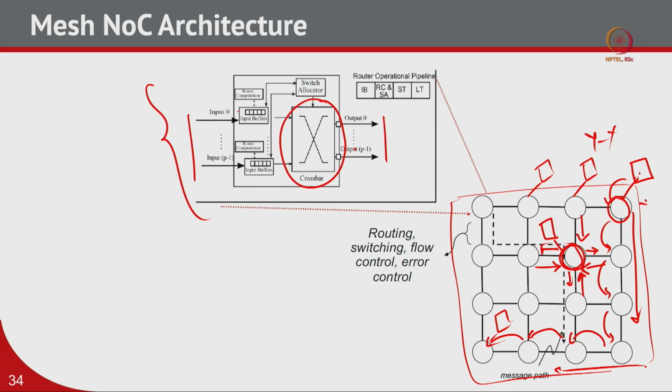Inside the router there are multiple pipeline stages. First the data comes in and goes through input buffering, then route calculation as well as switch allocation happen, then switch traversal, and then link traversal. These are the different pipeline stages of the router.